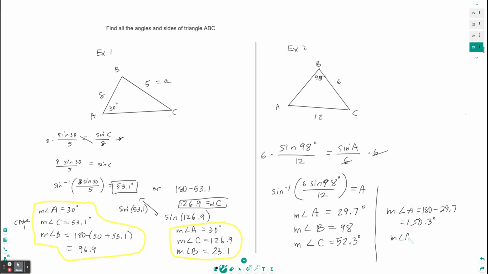Again, measure of angle B is 98 degrees. That's what we had originally. But there's something wrong here. If you add these together, they are greater than 180. That's just not possible. So if you have two angles that add to more than 180, you don't have a triangle. So this is not going to be the second case. And in this problem, there is only one solution, which is this set of A, B, and C.